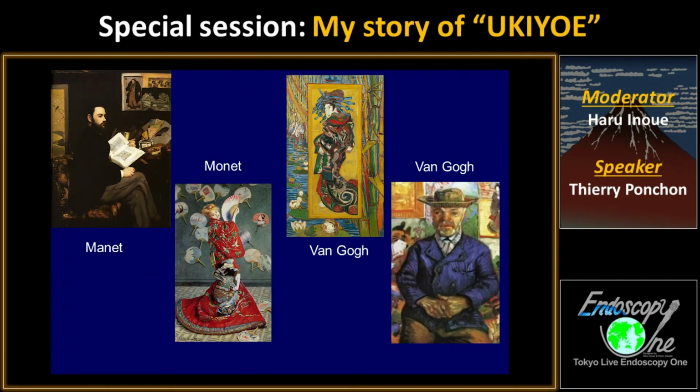And not only imitated, but sometimes they also used ukiyo-e in their own paintings. So this is Manet, and you see some ukiyo-e. Monet reproduced a kimono, a nice lady with a kimono, more or less looking like an ukiyo-e. Van Gogh also, probably a kabuki character. And Van Gogh also here, you see some ukiyo-e behind this character. So this was the first stage.